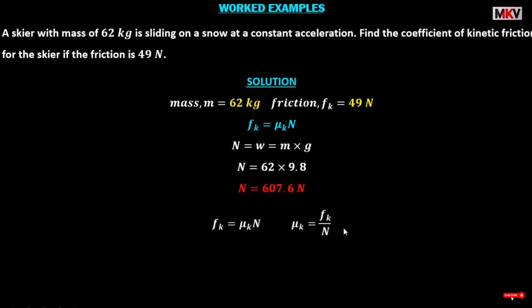So we do the substitutions into this expression. We have 49 newtons, which is the kinetic friction, over the normal force, which is 607.6 newtons. After computing, the coefficient of kinetic friction is equal to 0.08. The coefficient has no unit, since the friction force is divided by the normal force, and their units cancel out. So the kinetic friction coefficient is unitless. This is how we go about determining the coefficient of kinetic friction.